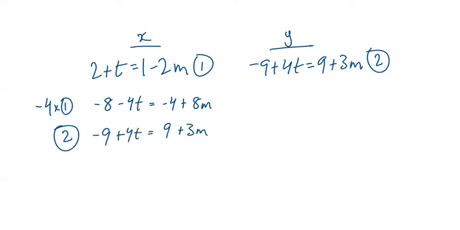And I always like to set up one of the parameters for elimination with a positive and a negative, because I can add really fast instead of subtracting negatives and that kind of thing. So I can always add really easily. So why not do it that way? So negative 8 plus negative 9 is negative 17. Negative 4t plus 4t is 0. I'm adding here, right? Negative 4 plus 9 is 5. 8 plus 3 is 11. Subtract 5 from both sides. Negative 22 is 11m. And m equals negative 2.